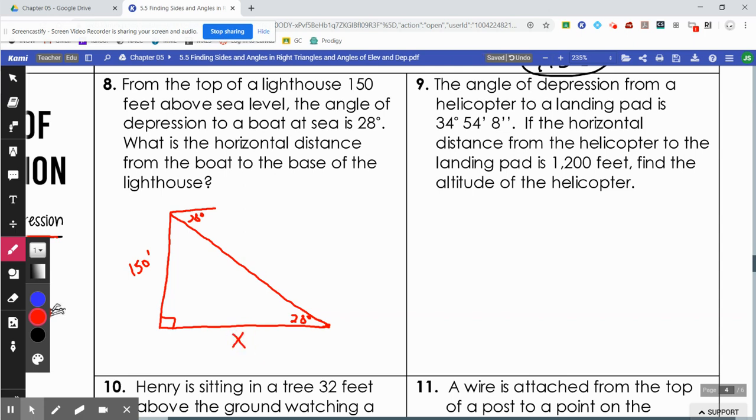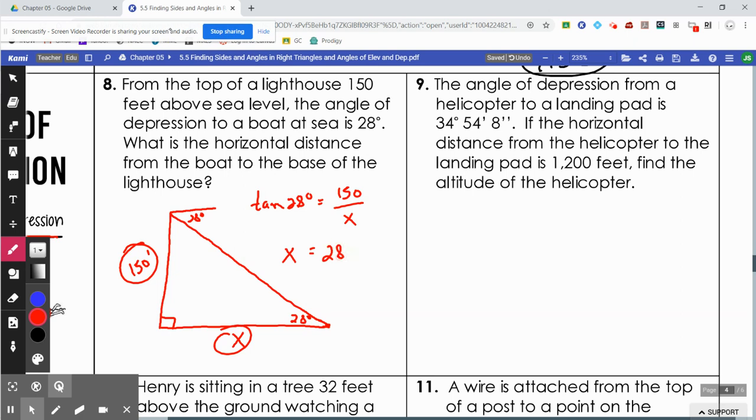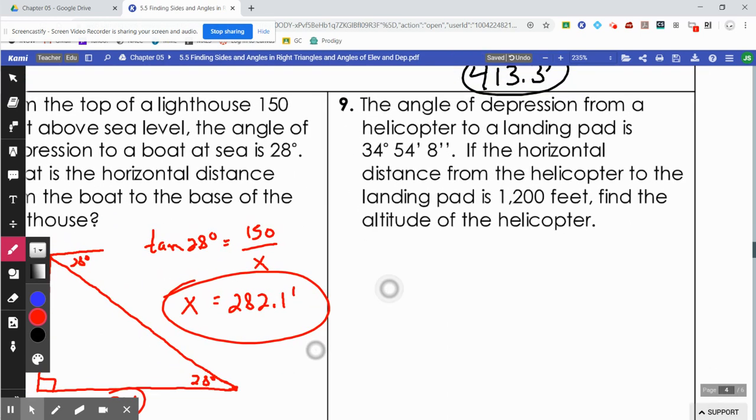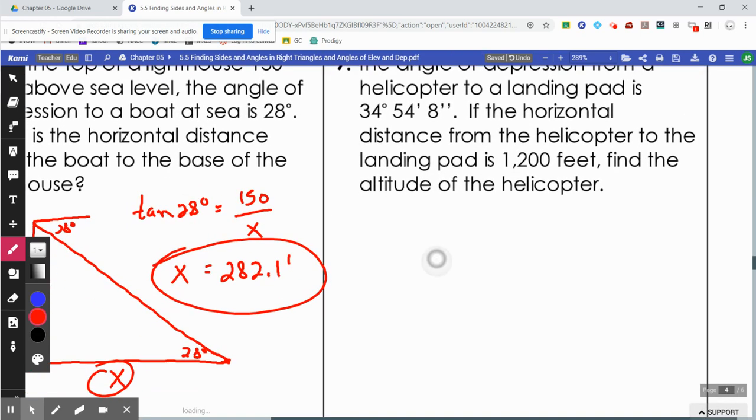So that's what we're looking for. So we're going to do, let's see, 28 degrees. This is opposite and adjacent, so that'd be the tan of 28 is equal to opposite over adjacent. Flip-flop the 2 and do 150 divided by tan of 28, and you get 282.1 feet.